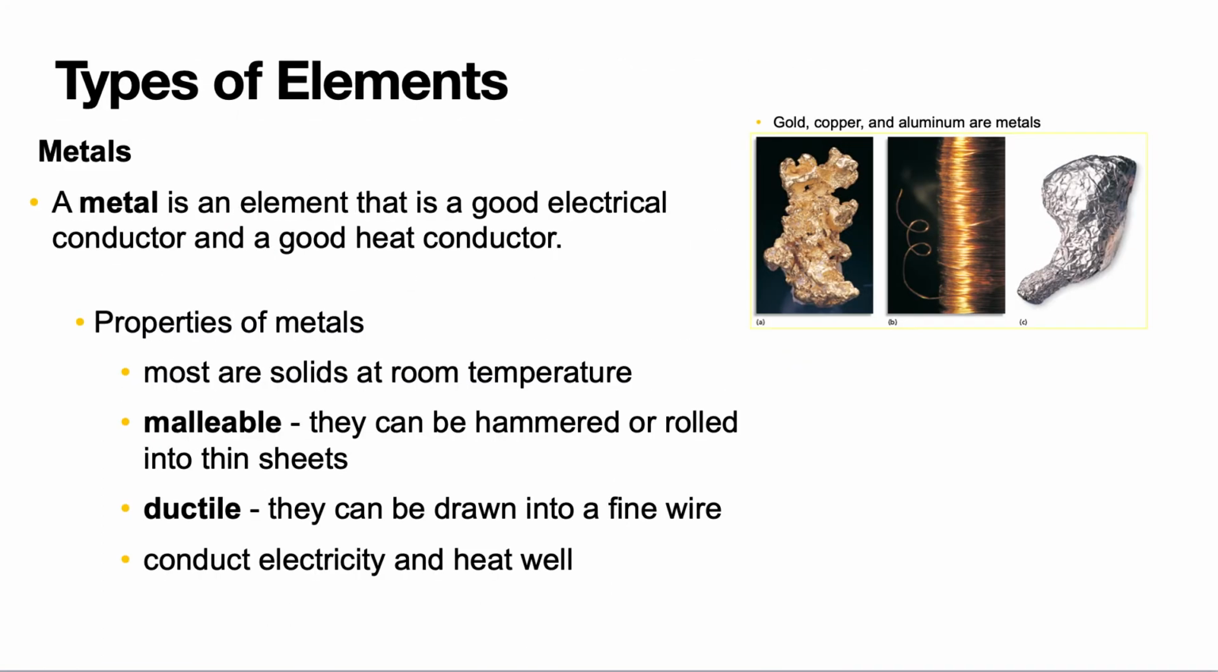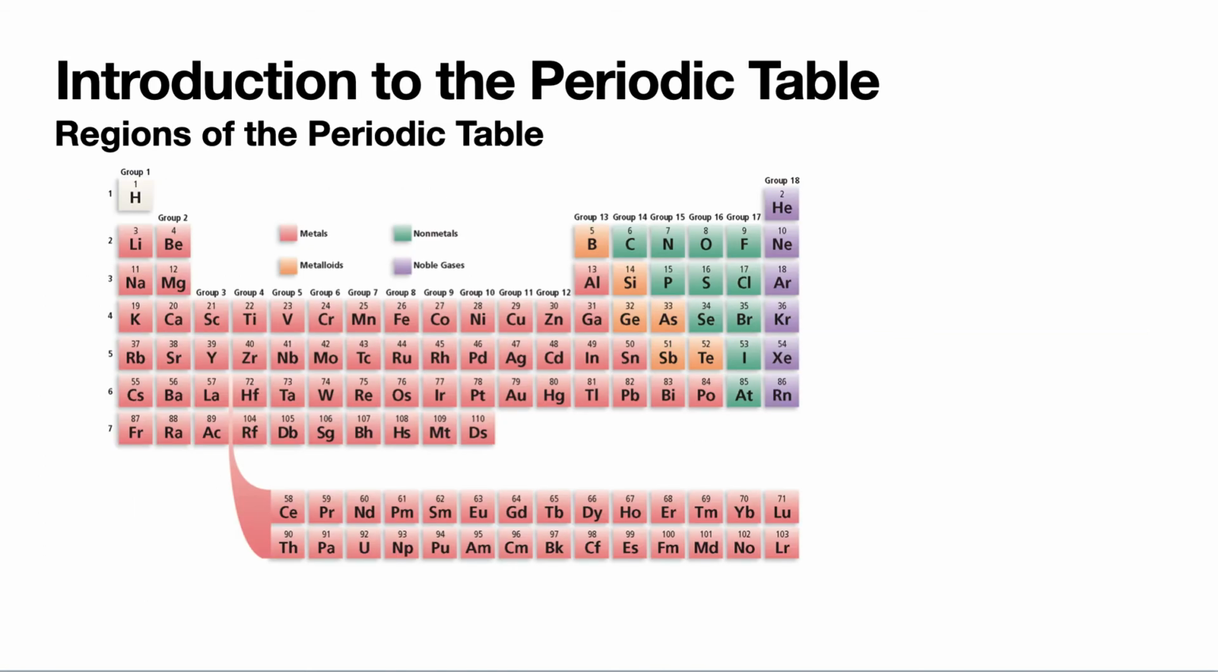So there's types of elements on the periodic table. The first type is a metal. And a metal is an element that is a good electrical conductor and a good heat conductor. Some properties of metals: most are solid at room temperature. They're malleable. That means they can be hammered or rolled into thin sheets. They're ductile, which means they can be drawn into a fine wire, and they conduct electricity and heat well. So we see here on this periodic table, the metals are in red. And we're going to color code our own periodic table momentarily.